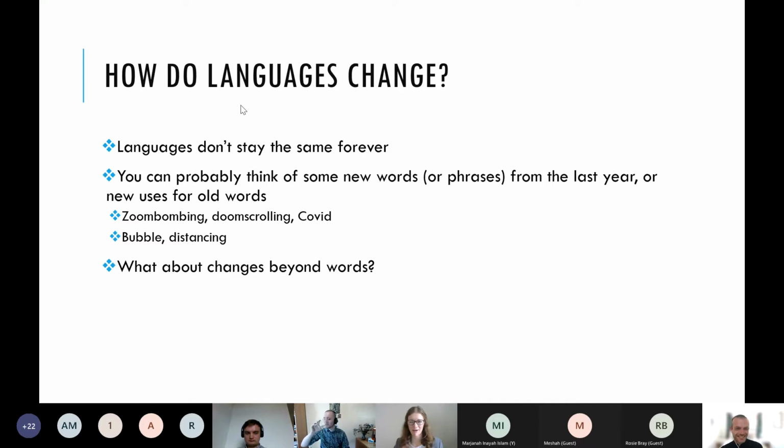Doom scrolling, where you just keep scrolling through your phone. And COVID, obviously the disease, maybe slightly longer than a year now. And then new uses for old words.